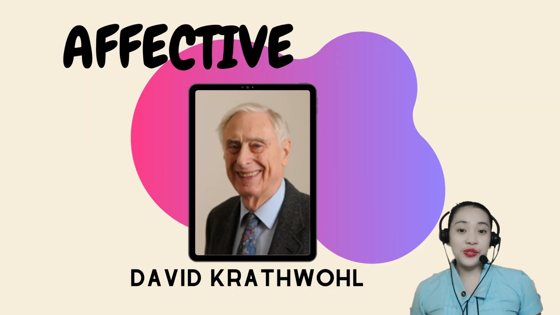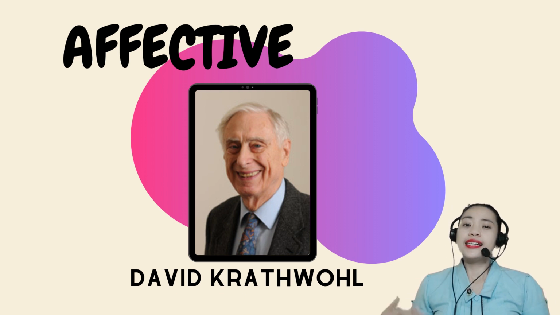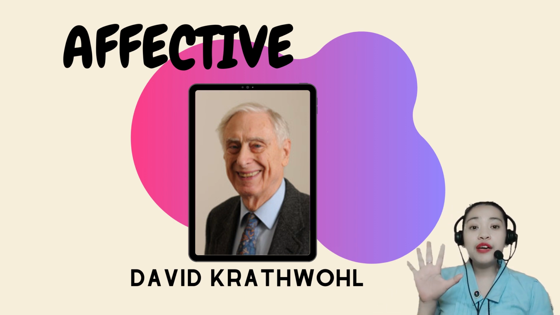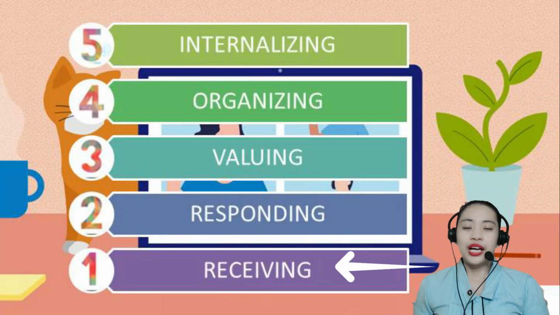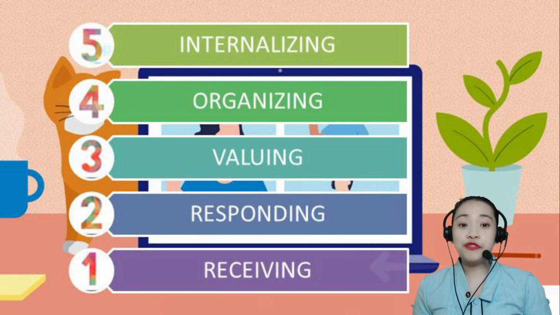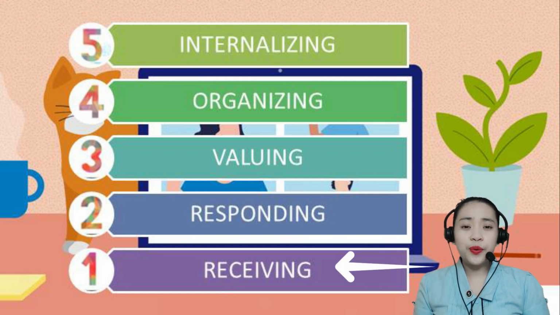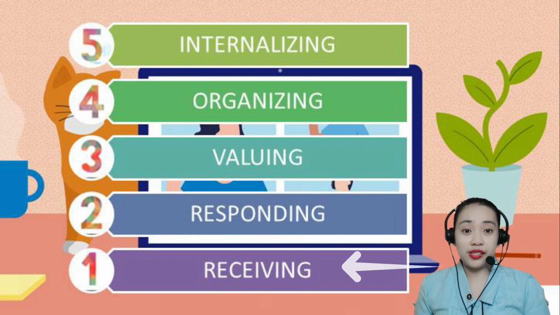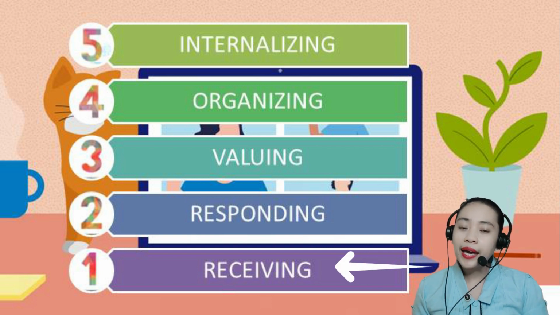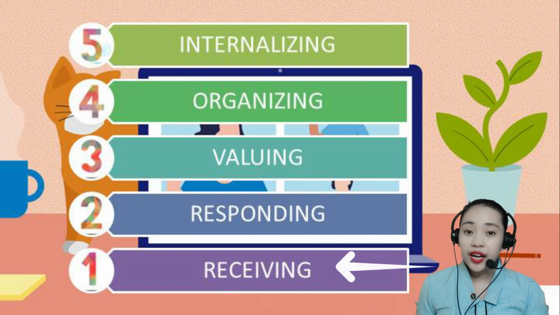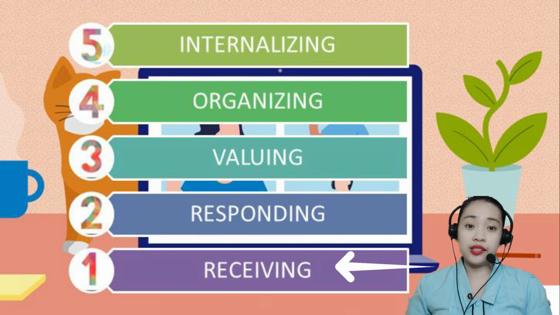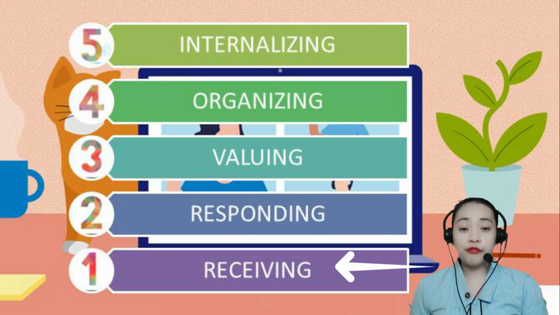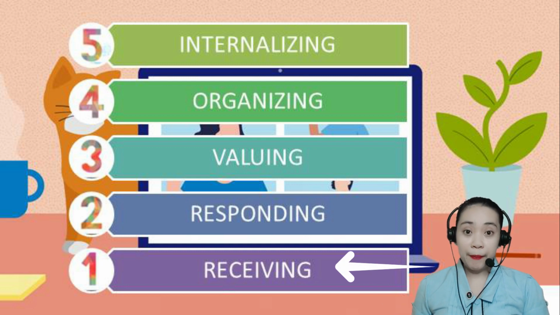Now, let's proceed to the affective domain. David Krathwohl introduced the 5 levels of affective domain. The first level, receiving. Receiving is the lowest level of affective domain. It is simply the awareness of feelings and emotions. It involves passively paying attention and being aware of the existence of certain ideas, materials, or phenomena. Without this level, no learning can occur. If information is never received, it cannot be remembered.